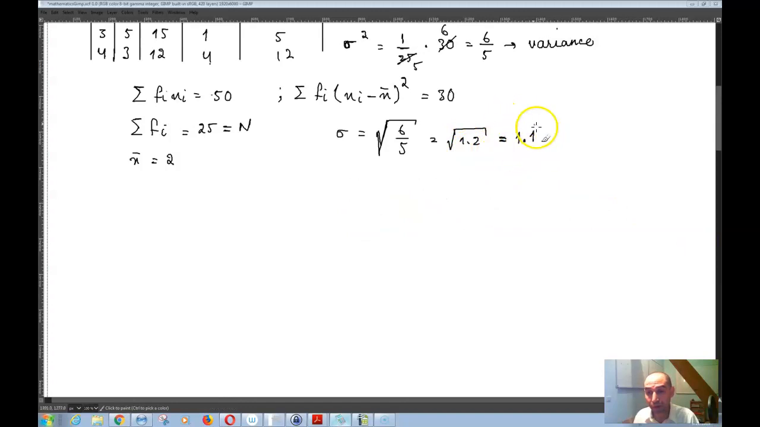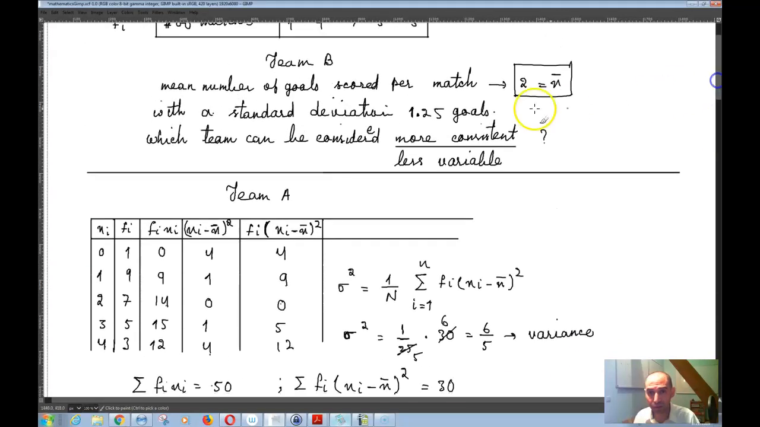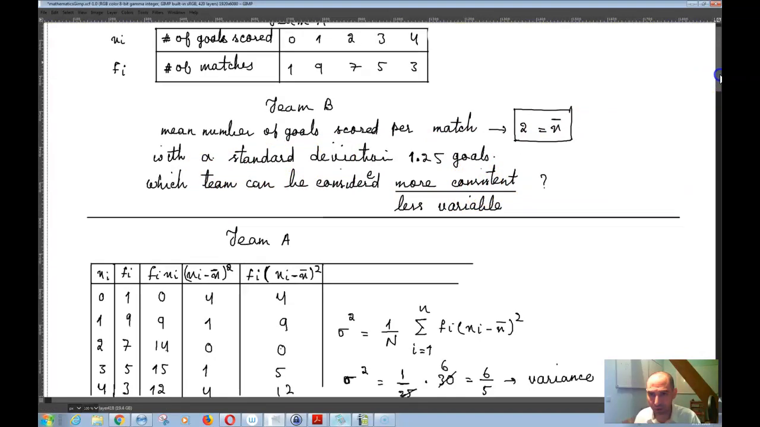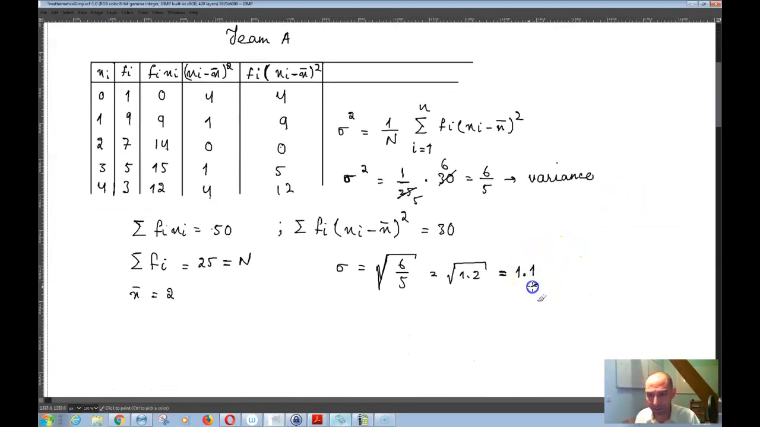So you have 1.1 here, and so you can see that your sigma over here is 1.1, your sigma over here is 1.25. So the question was which team can be considered more consistent. More consistent means less variable, which is team A. So team A can be considered more consistent. So question number 4, the answer is A.